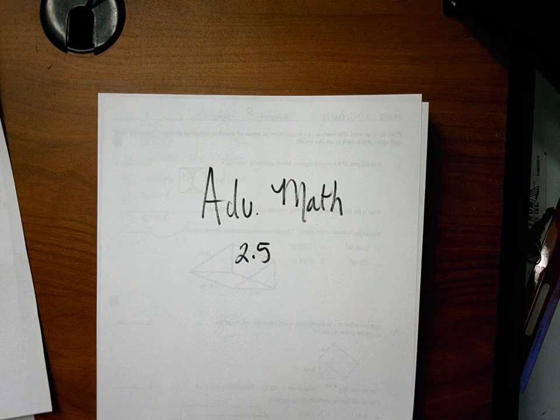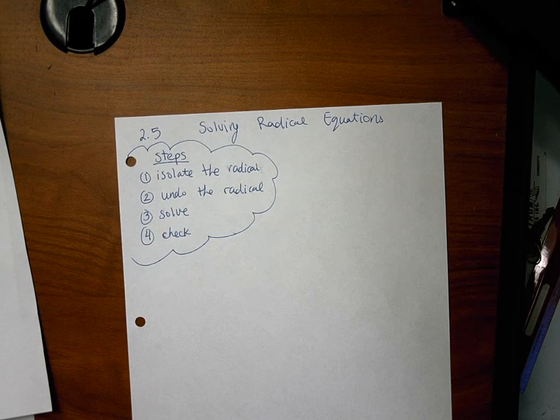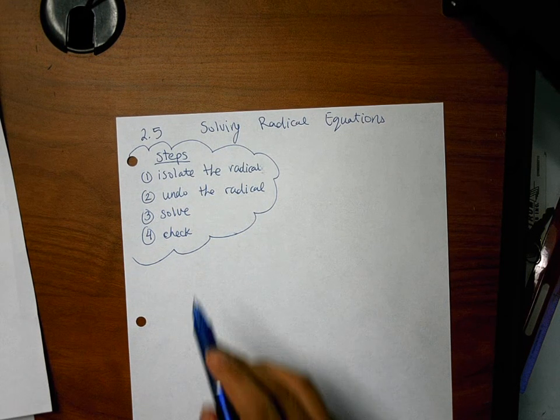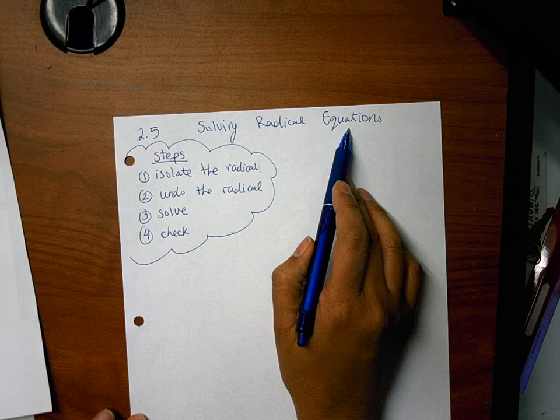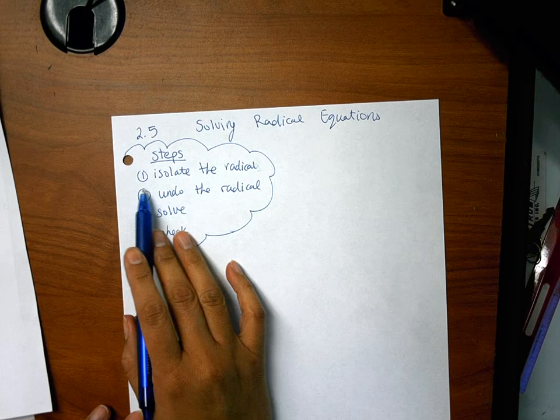This is Advanced Math 2.5 notes. That's Unit 2, Lesson 5. Okay, the title is Solving Radical Equations. And these are steps. You've done these before, but we're just writing the steps down again.